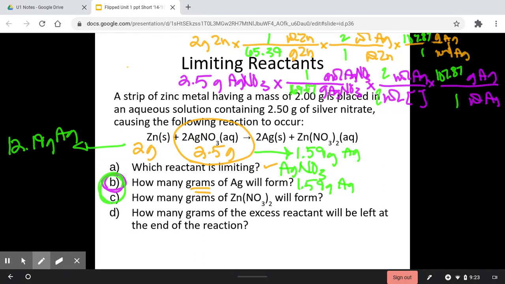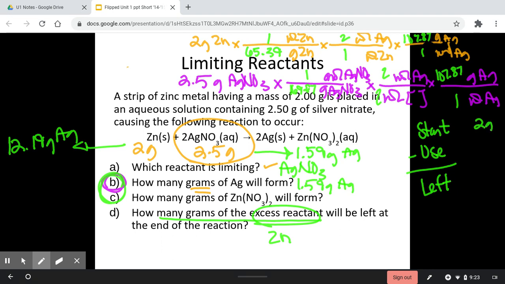All right, C and D. So C is going to be similar to B, only instead of calculating to silver, you're going to calculate to zinc nitrate. I'll let you try that one on your own. And then how many grams of the excess reactant will be left at the end of the reaction? So here's the deal. The excess reactant is going to be zinc. Zinc is going to be left over when silver nitrate runs out. And to calculate excess, you're going to take whatever you start with minus what you use, and that's what's left over.